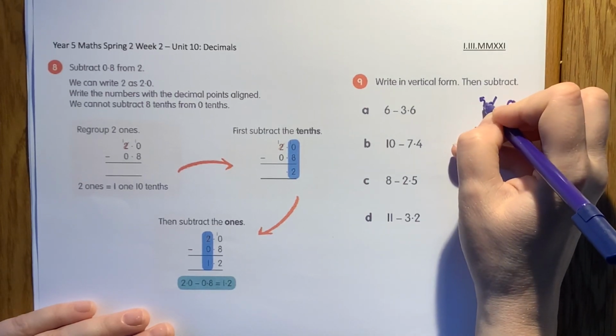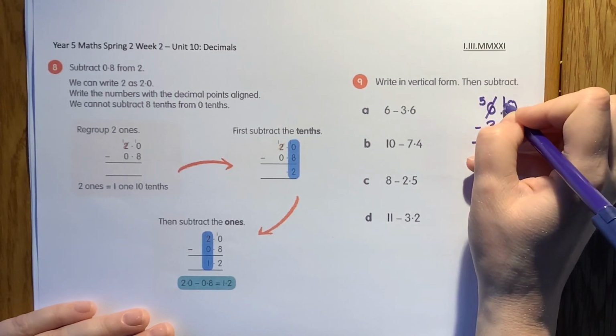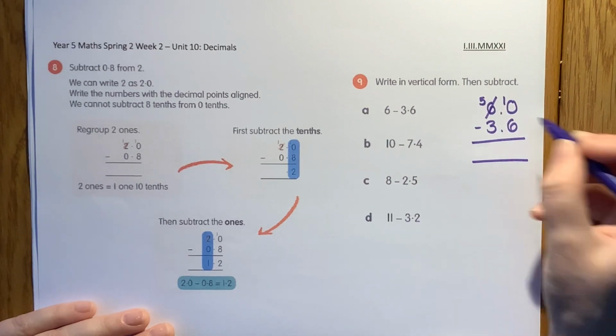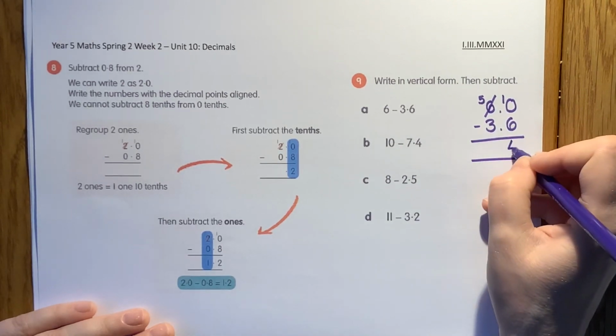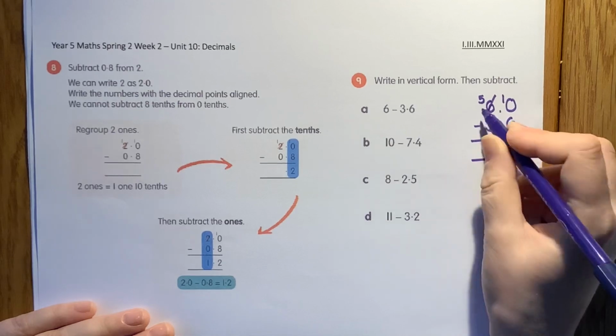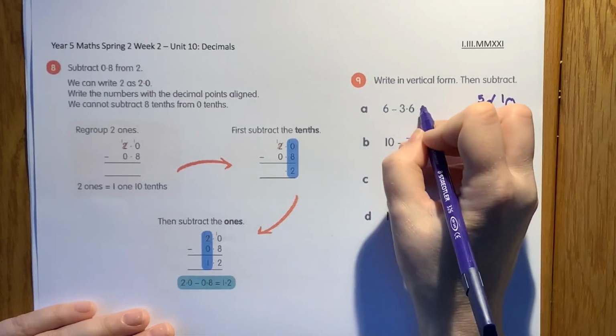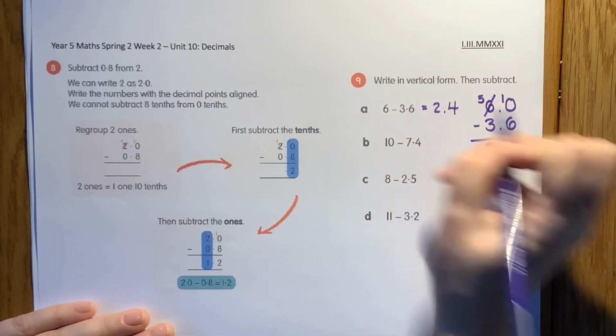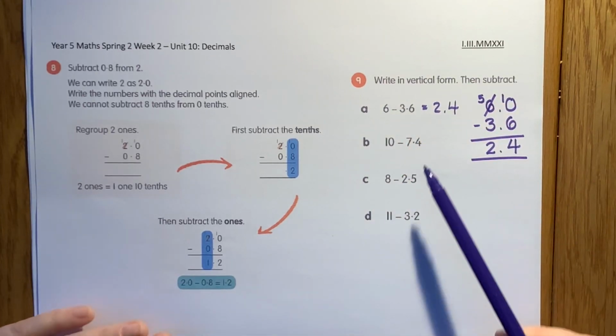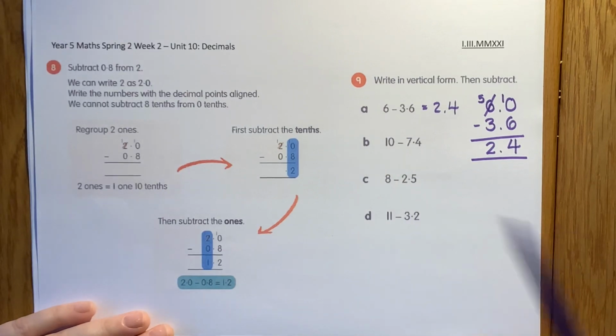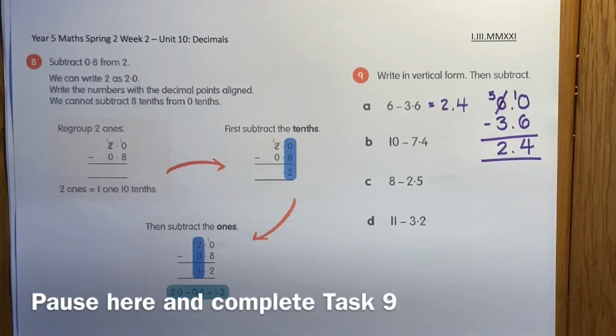So I'm going to regroup a whole one, leaving me 5 whole ones and 10 tenths. 10 tenths take away 6 tenths is 4 tenths. And 5 ones take away 3 ones is 2 ones. So 6 take away 3.6 is 2.4. Okay, over to you. Could you have a go at B, C and D for me? And then unpause to check your answers against mine.